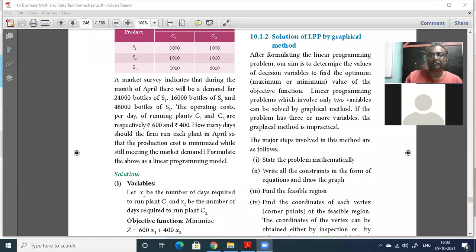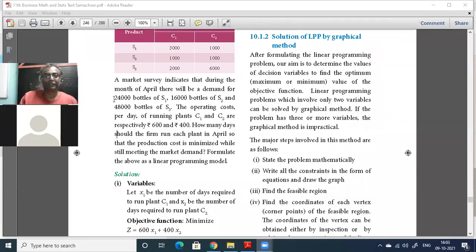Okay. What we did last time, we did the non-graphical problems. This time, let us do an even more interesting thing. Are you able to see the screen? Yeah, Uncle, I'm able to see the screen. Okay, now we will do the solution of the LPP by graphical method.